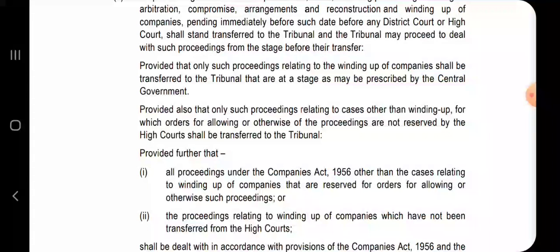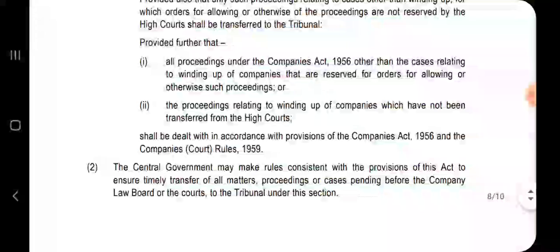Provided that only such proceedings relating to the winding up of companies shall be transferred to the tribunal at a stage as may be prescribed by the central government. It is saying the central government may transfer only from a particular stage. Suppose a case has already been done 90% by the High Court. What is the use of transferring the same case to the NCLT and asking NCLT to perform this 10%? So, the central government will consider the necessary parameters and ask the High Court or the District Court to transfer the case to NCLT.